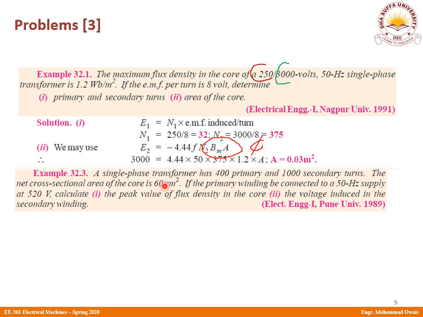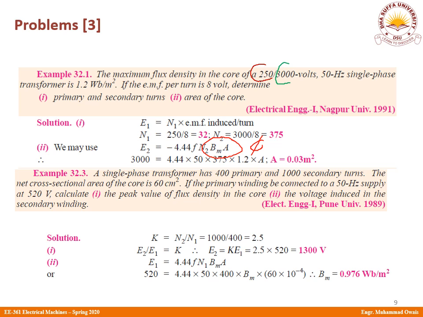This says that we have a single phase transformer with 400 primary windings and 1000 secondary turns. Sorry, 4400 primary turns. The cross-sectional area has also been given here. If the primary winding is connected to a 50 hertz supply at 520 volts, so what is this 520? This is my primary EMF. We are supposed to find the peak value of the flux density in the core and also the voltage induced in the secondary winding.